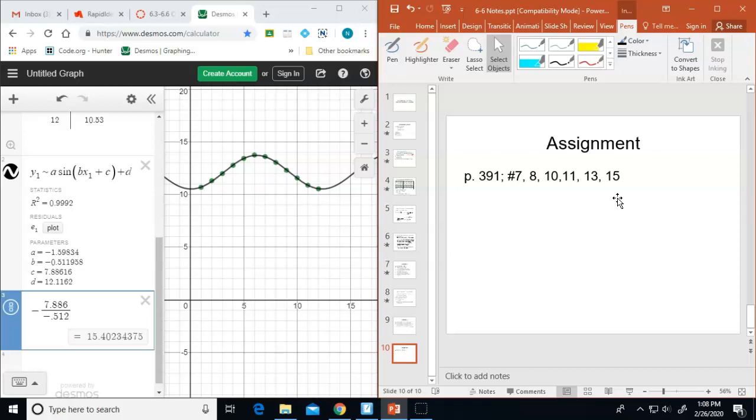And if you haven't put the Desmos app on your phone, it works just like the one on the computer. It's so wonderful. I love it.